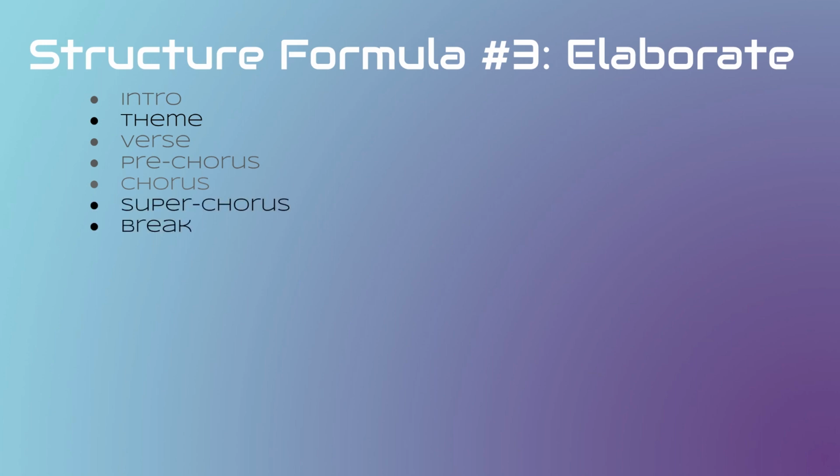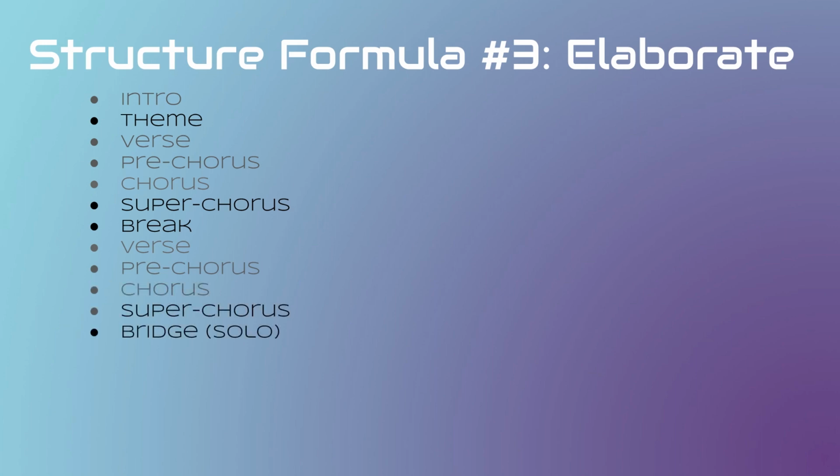It might go intro, theme, verse, pre-chorus, chorus, super chorus, a break, verse, pre-chorus, chorus, super chorus, a solo for the bridge, chorus, super chorus, the theme again, an outro punctuated by a coda. As I did last time, in this video, I've highlighted the newly discussed song sections in black text, while those we previously explored are in gray.